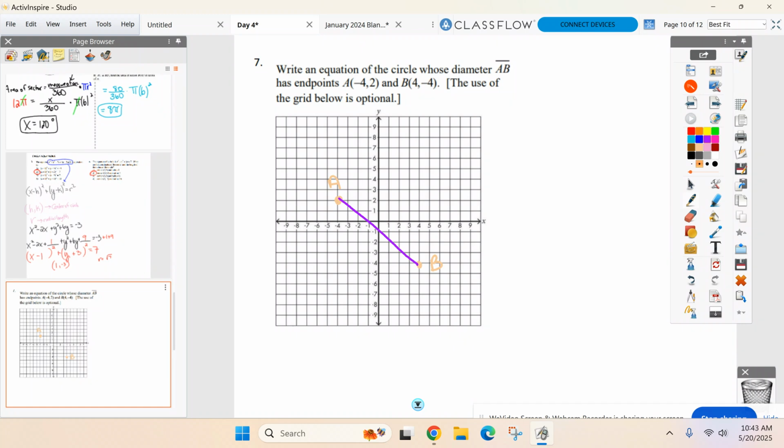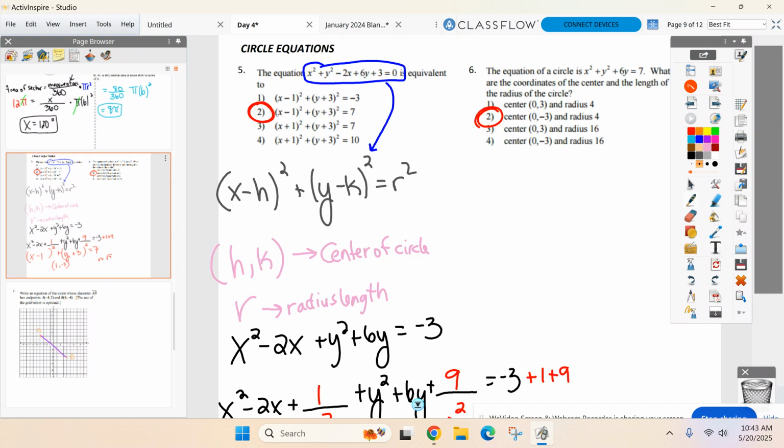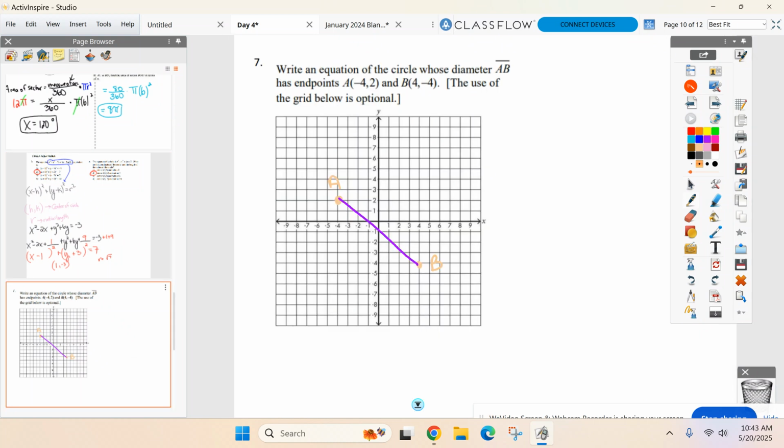Go back to the equation. What are the two things I need? Center and radius. Let's start with the center. If this is the diameter, where's the center going to be located? In the middle, aka the midpoint. New formula.